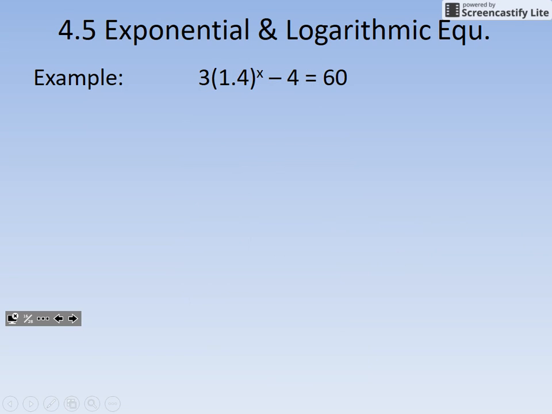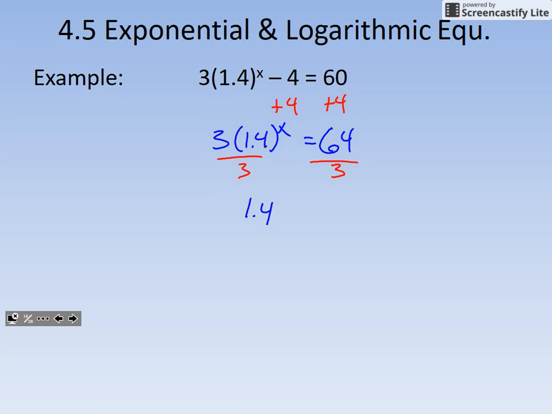Let's move on down now to another example. So first we'll start off with some of the easier algebra. We'll add 4 to both sides. So now we have 3 times 1.4 raised to the power of x equals 64. And of course you can see we can divide both sides by 3. That leaves us 1.4 raised to the power of x equals kind of a messy number, 21.33 repeating.